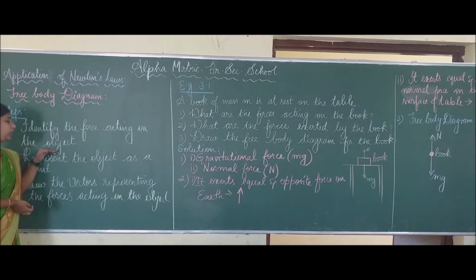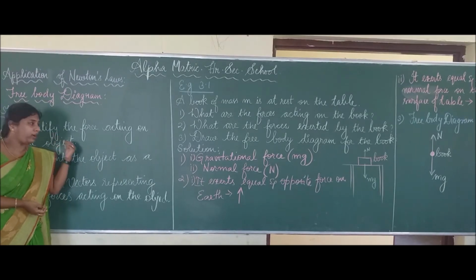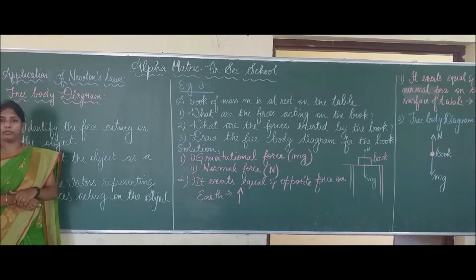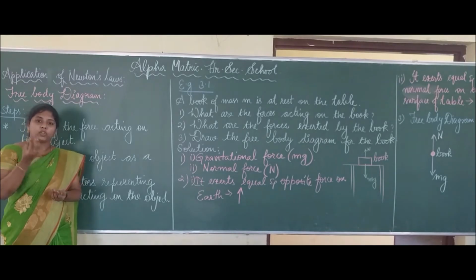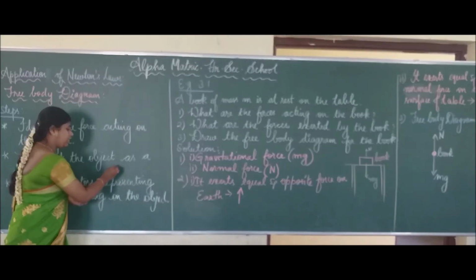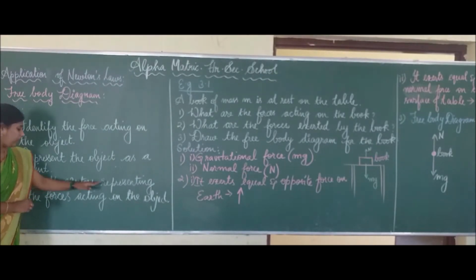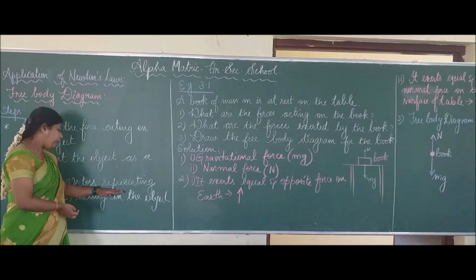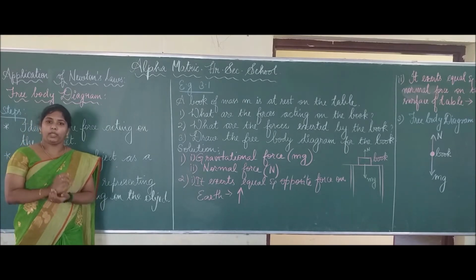The first step is to identify the forces acting on the object. Consider a body and identify what forces are acting on it. The next step is to represent the object as a single point. The third step is to draw the vectors representing the forces acting on the object.